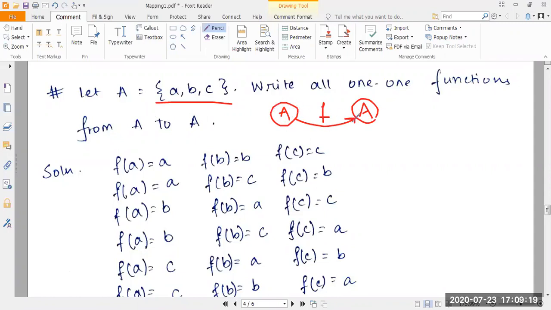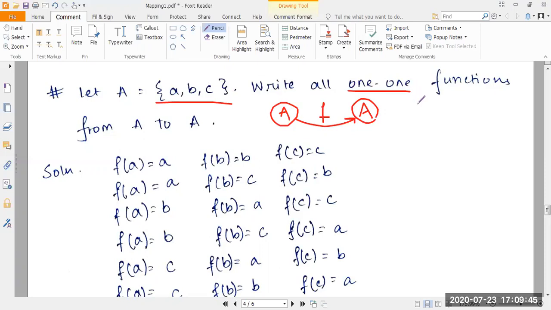So the first thing that we consider when we do this is, since f maps A to A, that means when we map an element, we come back to this set itself. So f of a will be either a, b, or c. It will remain in this set. So that's one condition that we need to remember. Next, the functions need to be 1-1.